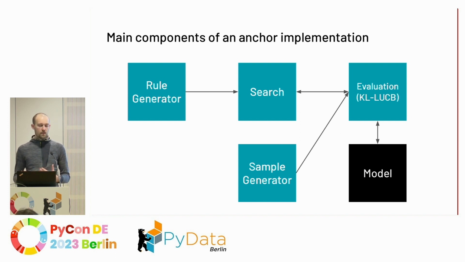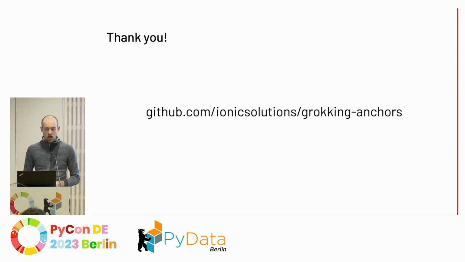And in order for this multi-arm bandit component to work, we need a sample generator. So we need either a database or some way of generating these perturbed sentences so that we have something to evaluate against. And with that said, we're pretty much in time and also have a complete anchor algorithm at our hands.